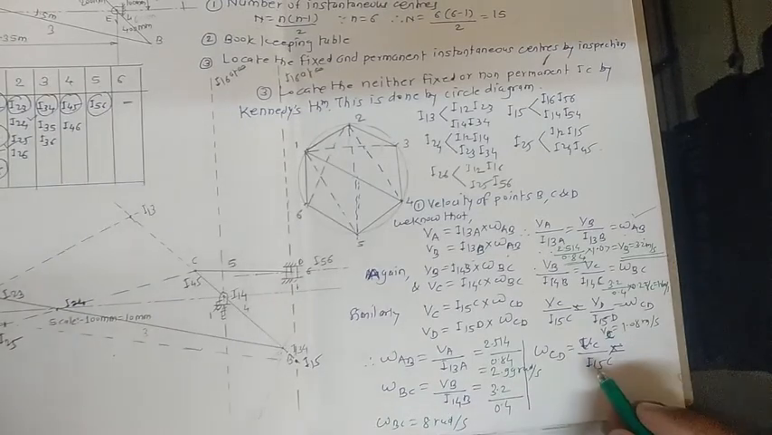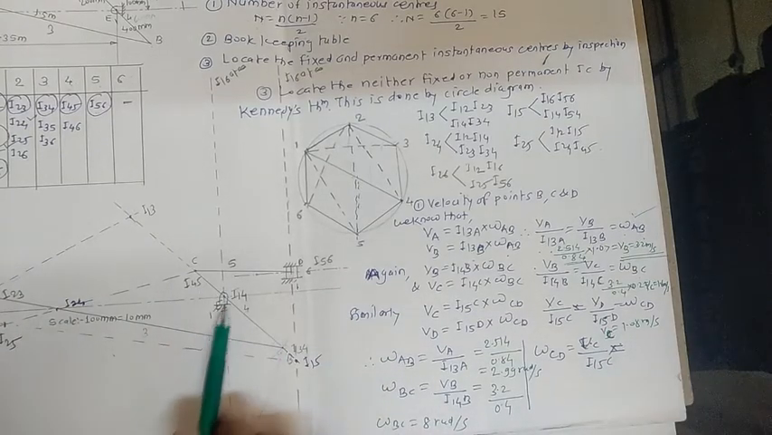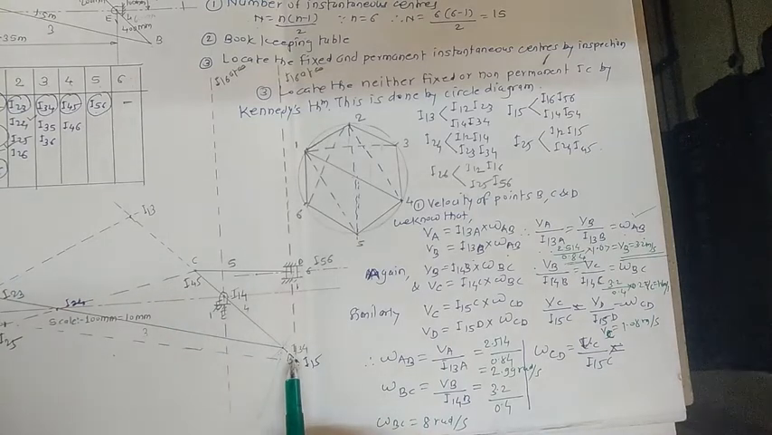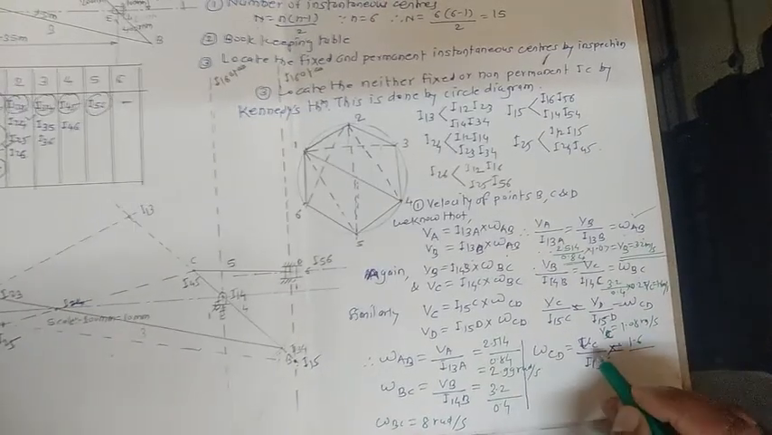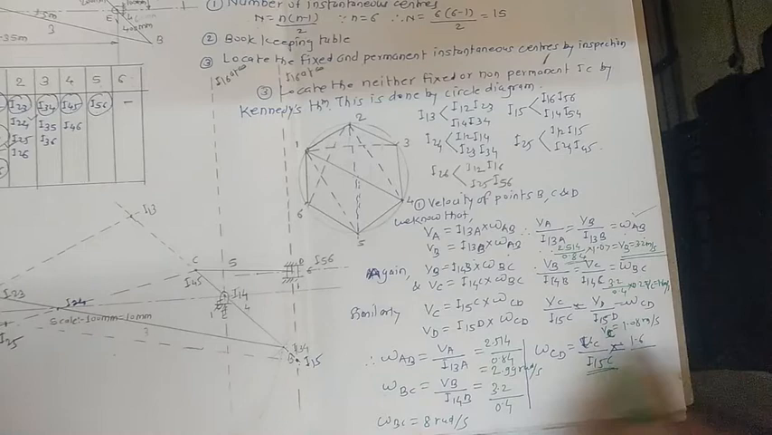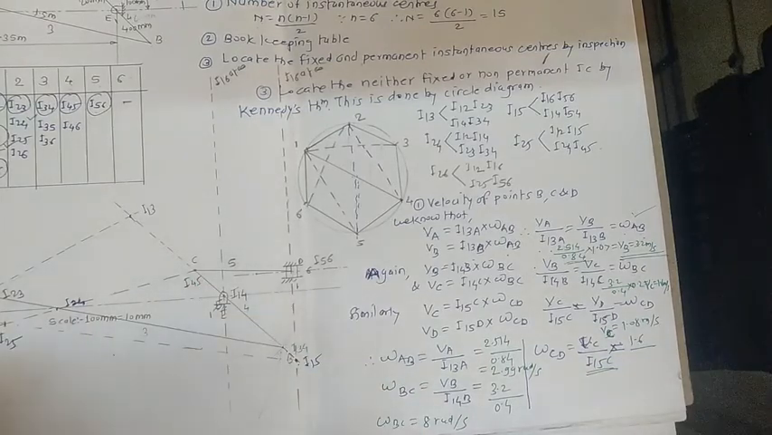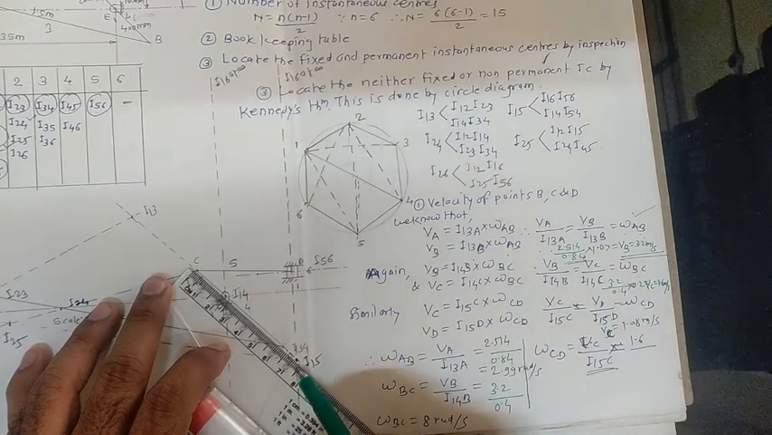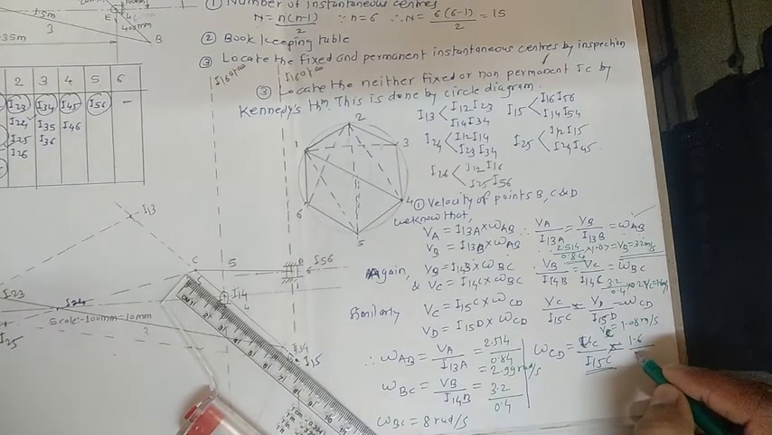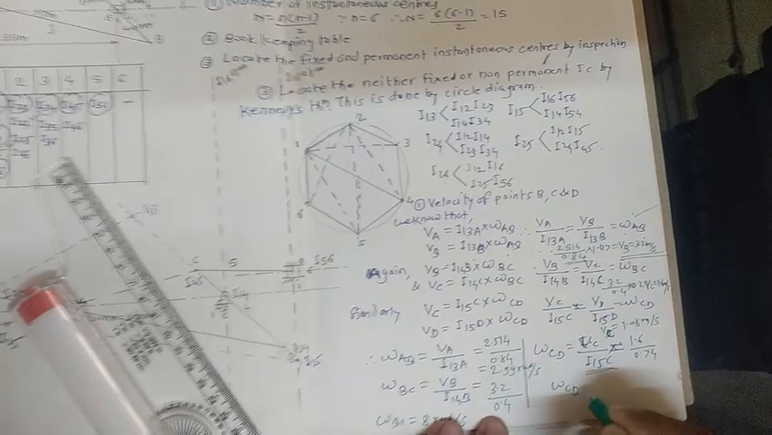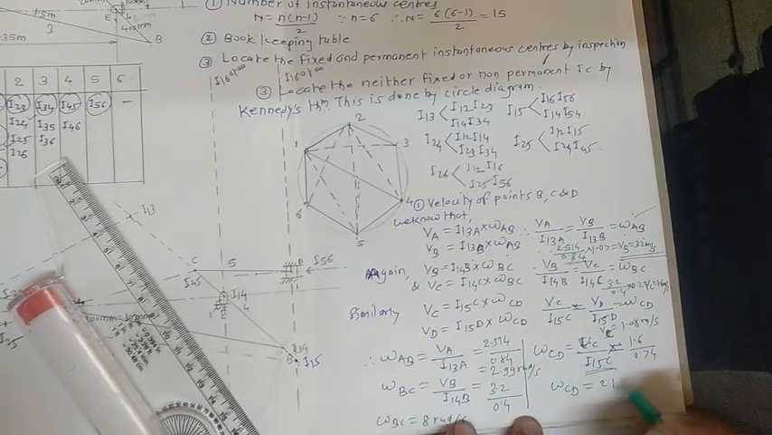And last one, omega CD is nothing but the VC divided by I15C. I15 is here, I15C means you have to measure this distance. After measurement, VC after calculation with us 1.6, and this distance I15C after measurement we found as 7.4. You can just write here 0.74 because you need to convert that into actual scale. So in this way you can get the omega CD equals to 2.16 radian per second.